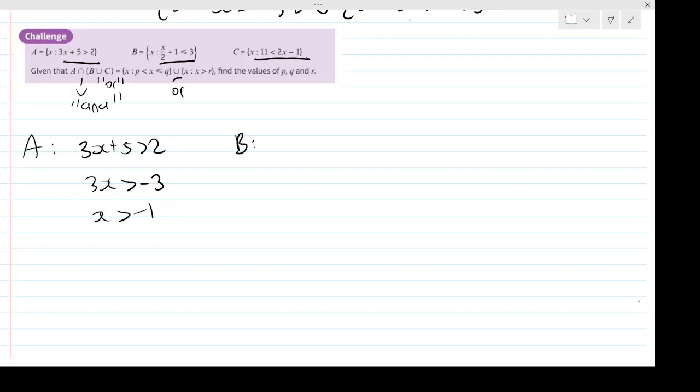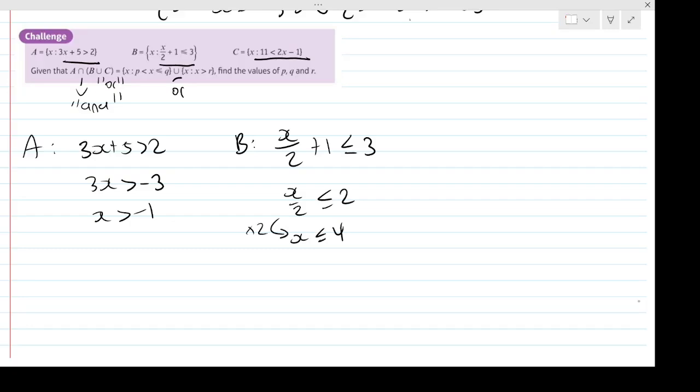And then for B, again, it's just the inequality we need, the only bit of information there really. It's an inequality we can solve. So x over 2 plus 1 is less than or equal to 3. I could double both sides, but I'm going to move the 1 first. So x over 2 is less than or equal to 2. Then I can double to get x is less than or equal to 4.